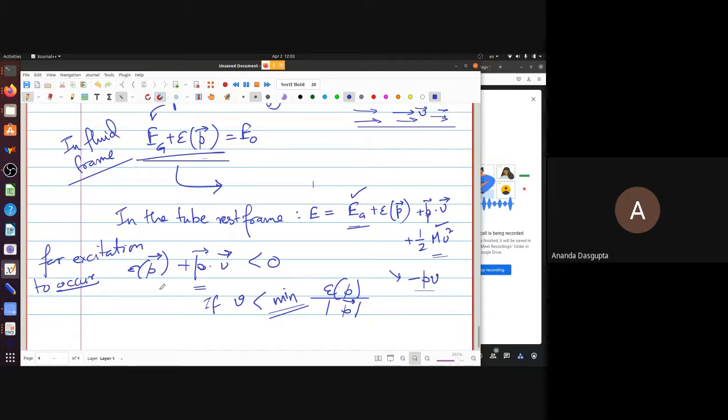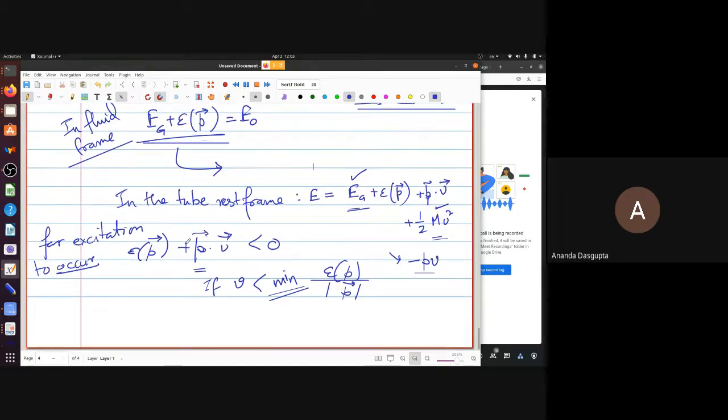I'm just talking about whether this can ever exceed this in size. A dot product of two vectors, can it exceed epsilon p? That's the question. In size. You of course need a minus sign for the dot product. No, sir. No, right? If v is less than this.